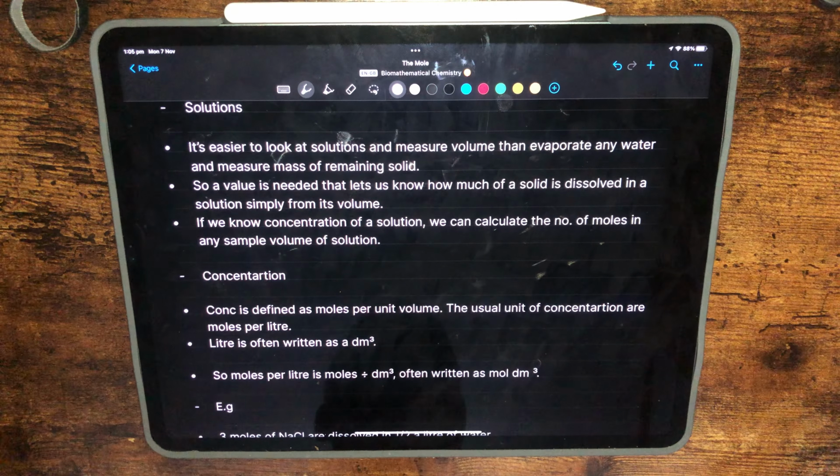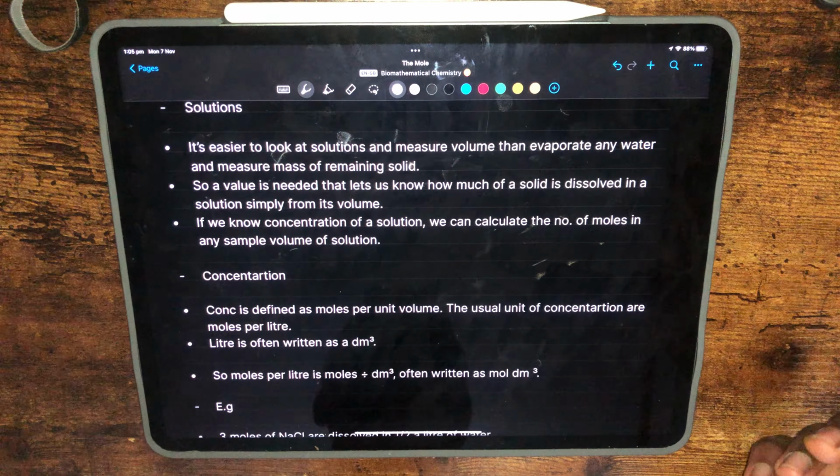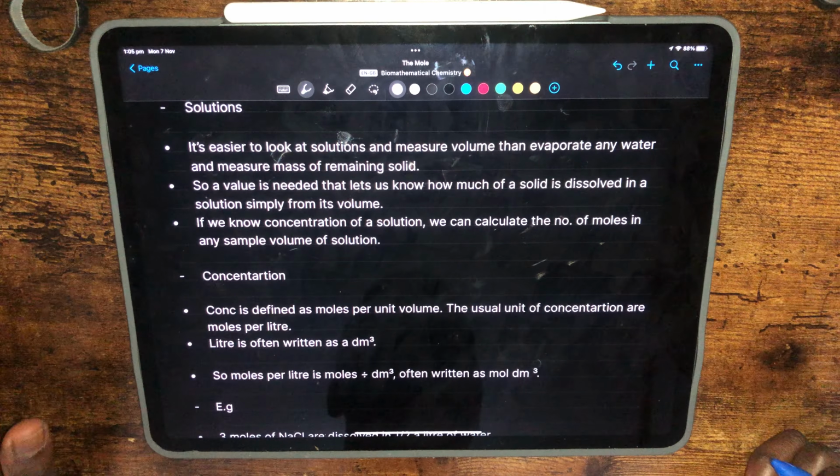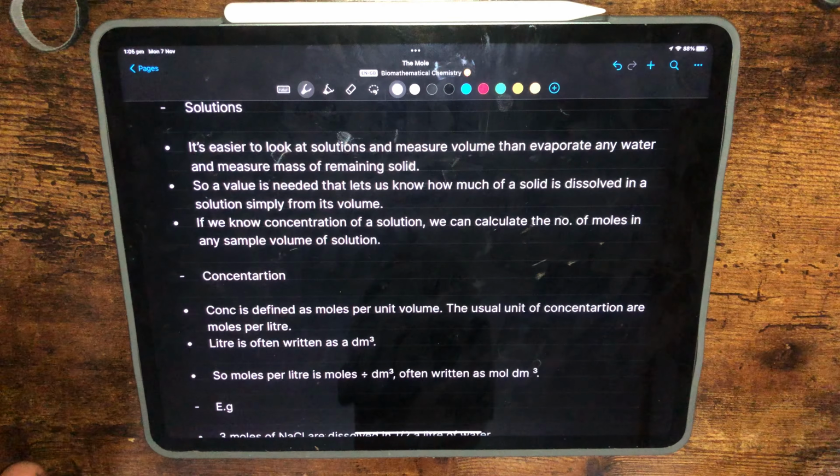If you just had a solution, it would take so long if you wanted to measure the mass of a compound that's dissolved in that solution. That's the concentration: the amount of solid that has been dissolved in that solvent. You could theoretically evaporate all the water and then weigh out the mass, but that's so long and not necessary, and you'd probably end up with an invalid answer because some of your compound might evaporate as well. So that's not the best way of doing it.